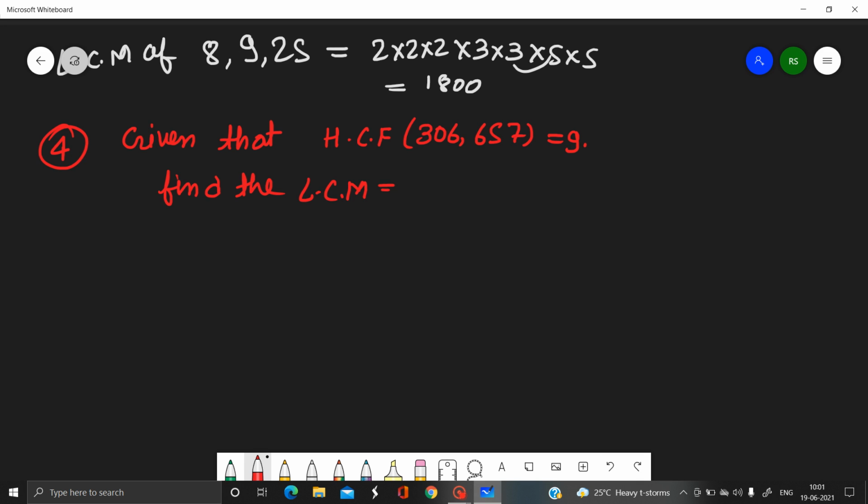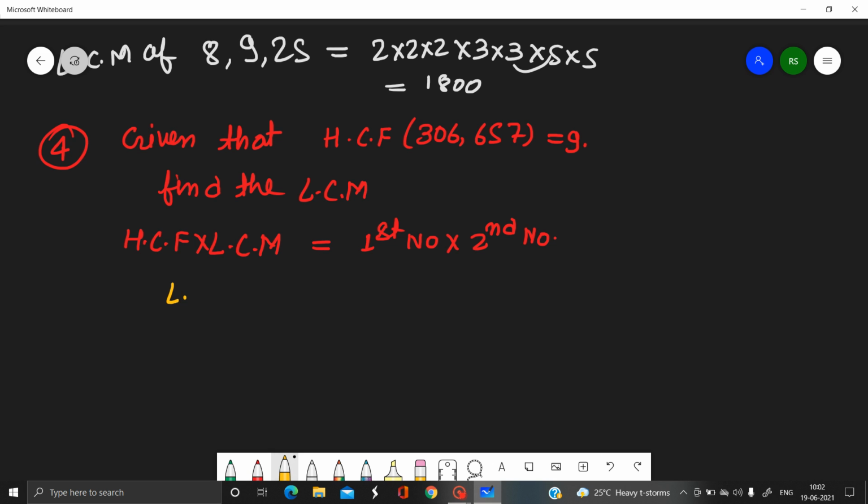Find the LCM. One thing we know, a formula we know, which is HCF into LCM is equal to first number into second number. So here the question is saying find the LCM. So what do we have to do?